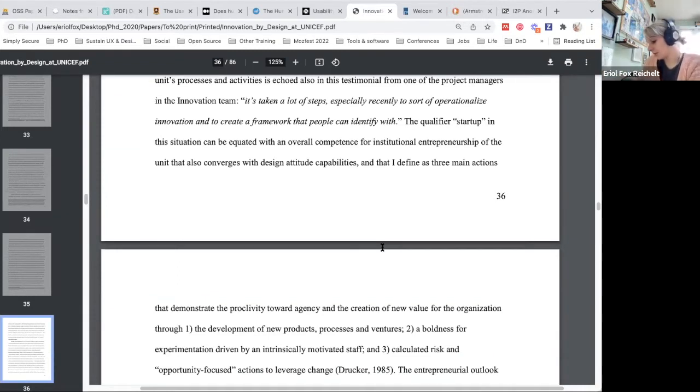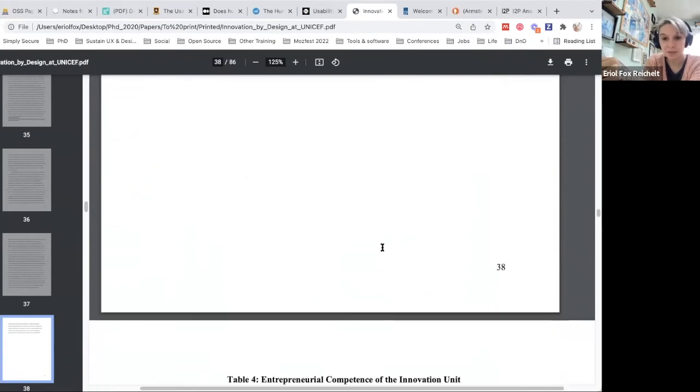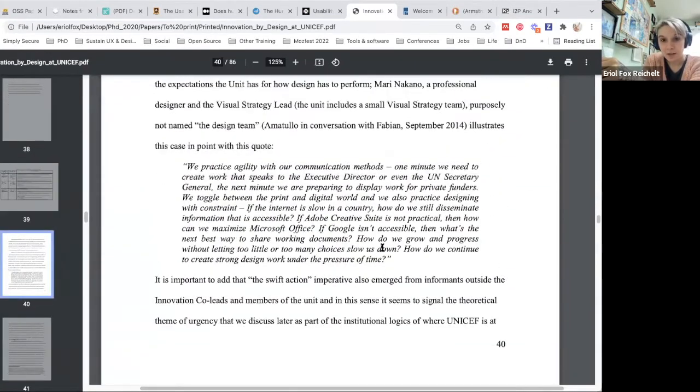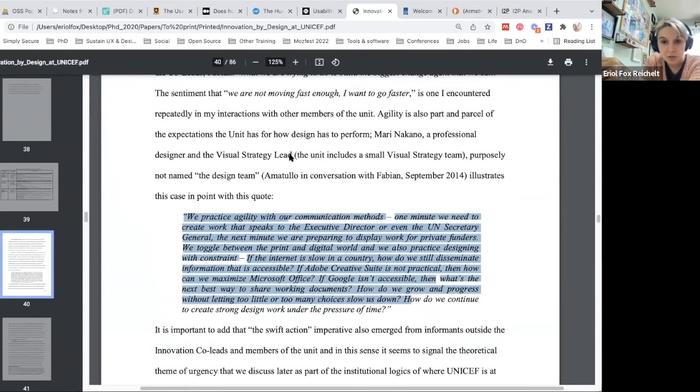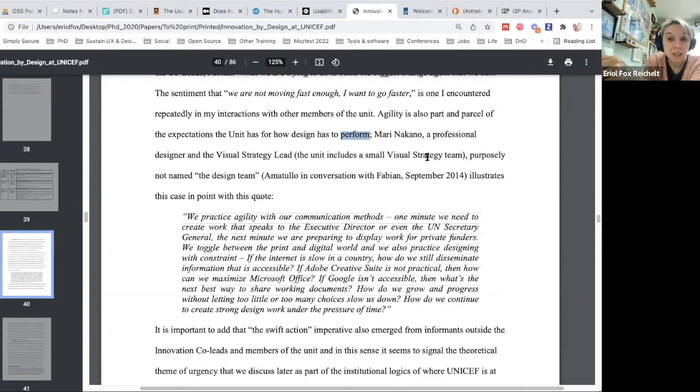Yep, okay, so if we continue. Okay, so I've got a section here on page 40. There is this quote here in relation to agility, for the expectations of the innovation unit for how design has to perform. One of the designers within the visual strategy team of UNICEF, so not within the innovation unit, I believe, or the wider design team, has a quote here.